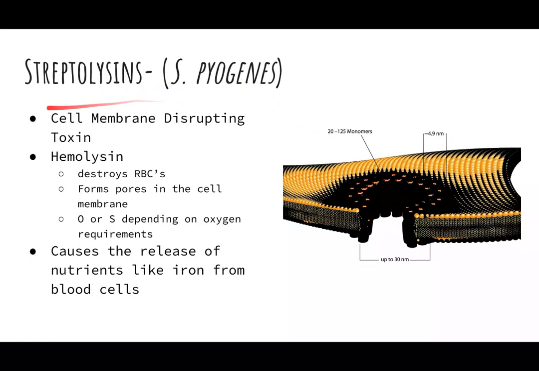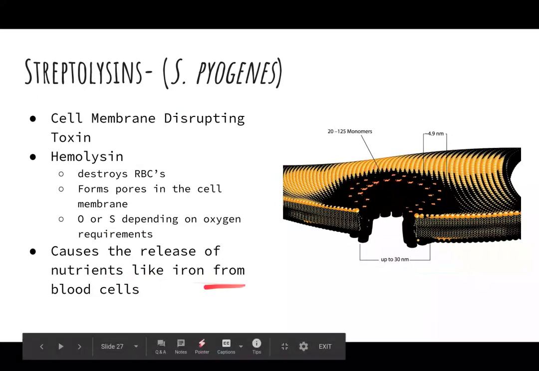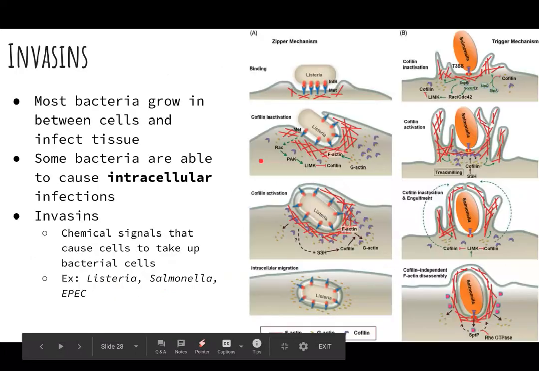We classify streptolysins as either O streptolysins or S streptolysins, depending on whether or not they work in the presence of oxygen. So why, if you're a bacterium, do you want to kill red blood cells? Well, part of what bacteria need in order to reproduce is iron. So by killing these red blood cells, it's going to free up nutrients like iron for the bacteria to use to reproduce.